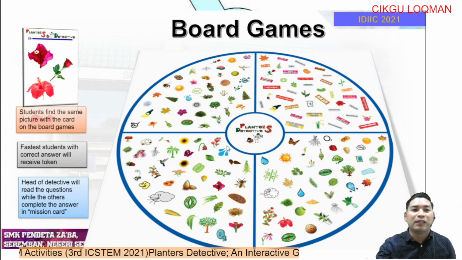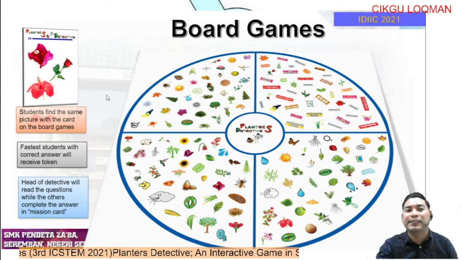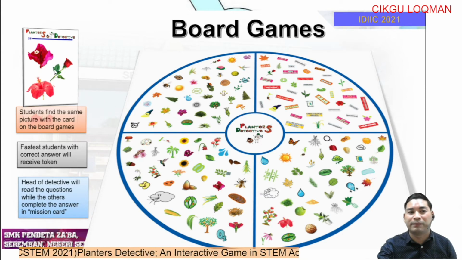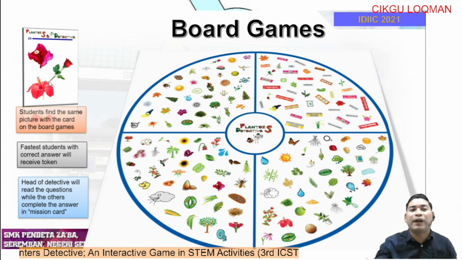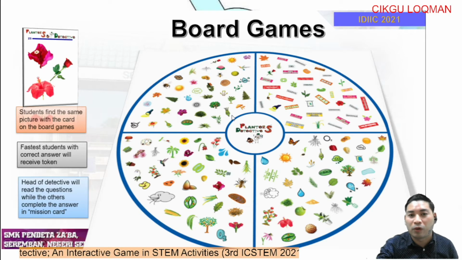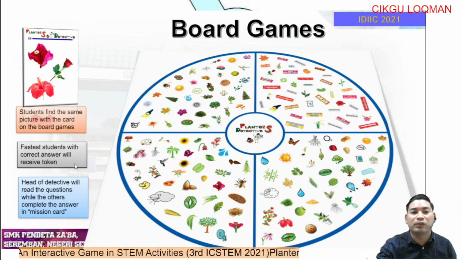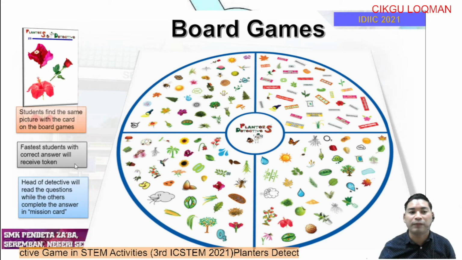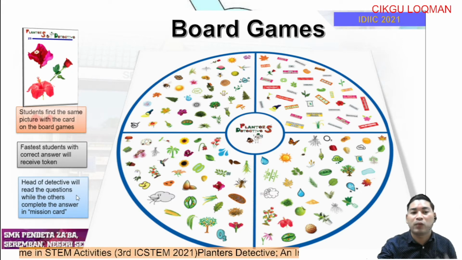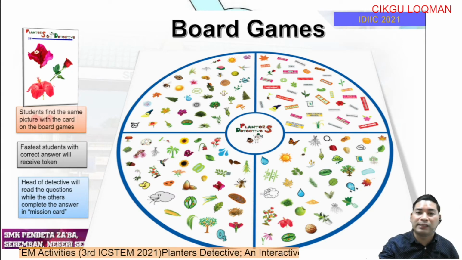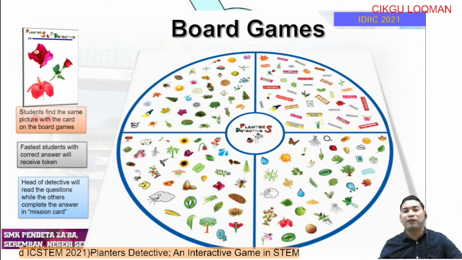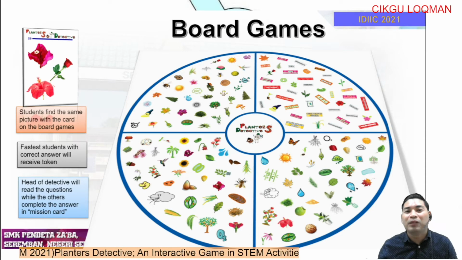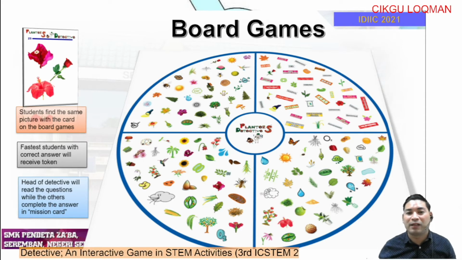Firstly, students have to find the same picture as the card on the board game. You can see they have 3 different types of pictures, so they have to quickly find the same picture on the board game. After that, the fastest student with the correct answer will receive the token, and the head of detective will read the question while the others complete the answer in the mission card. This game is very interesting because students have to move quickly to find the answer to gain the token, and then they can complete the mission card.